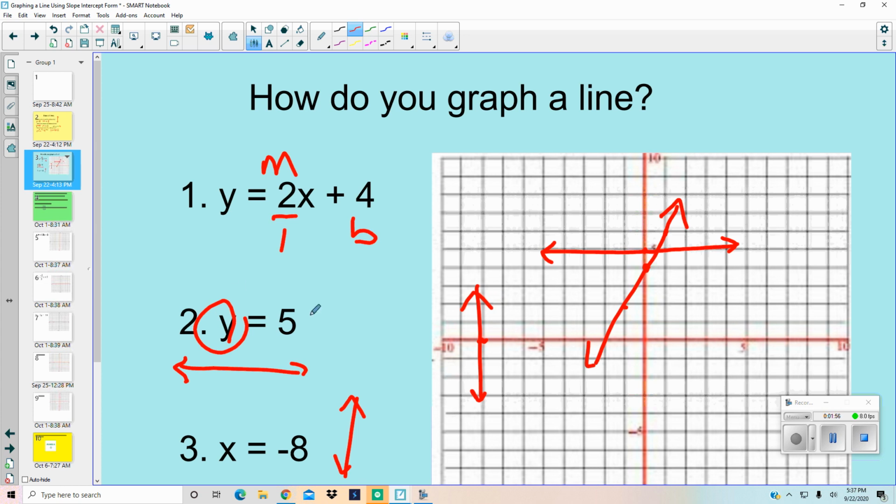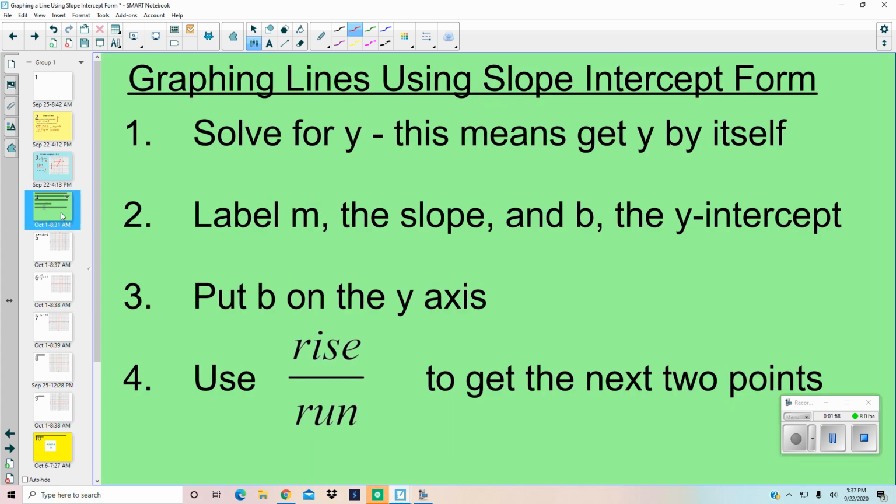Okay, so oblique lines are what we're going to focus on in the assignment. You have to solve for y, get y by itself, then you label m and b, so the slope and the y-intercept. Your first point is going to be to put b on the y-axis, and then use the rise over the run, which is slope, to get the next 2 points.